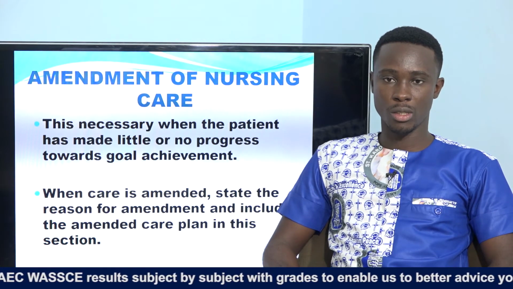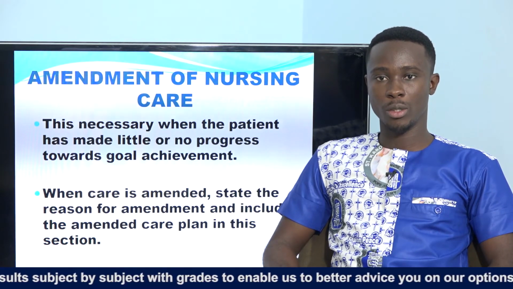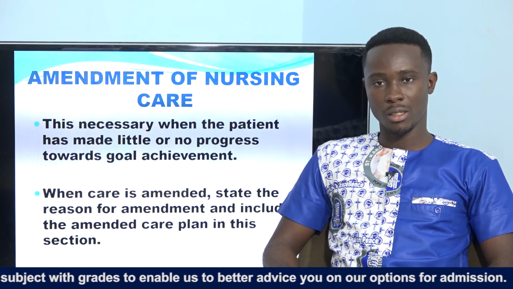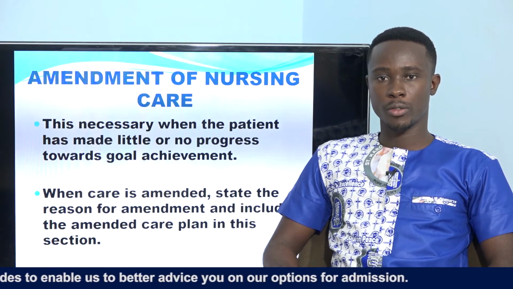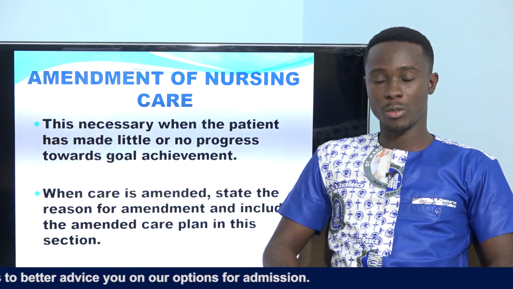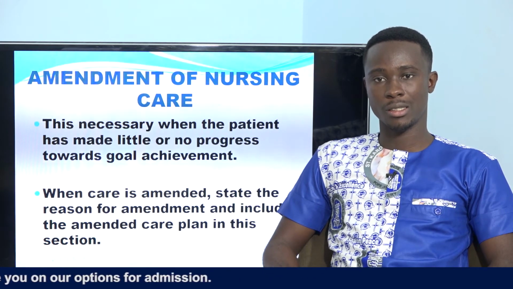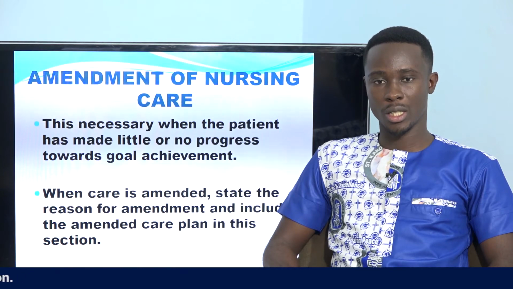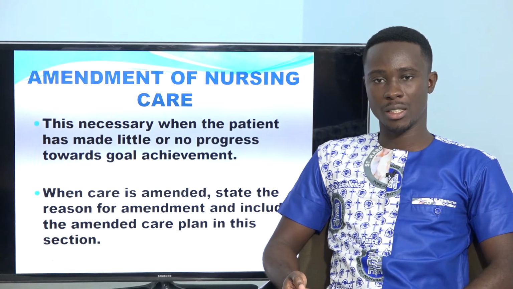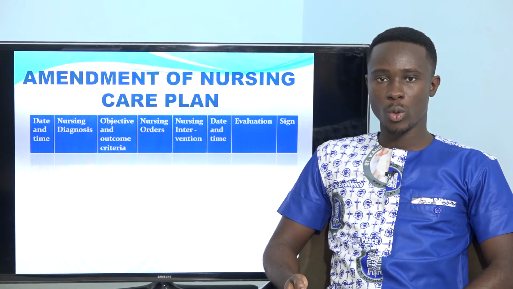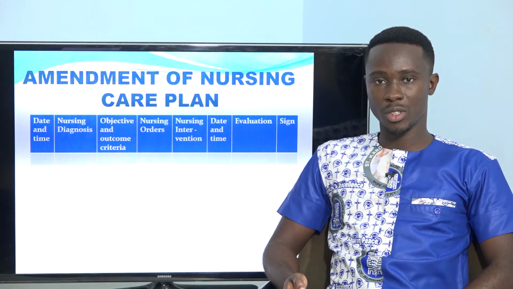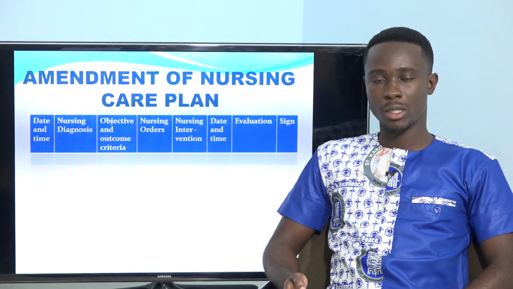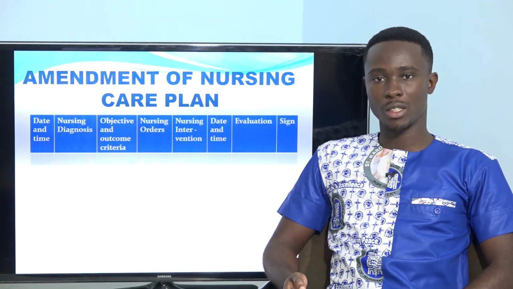So on the previous slide, you saw that a patient can have a wound, and the measurability will be the wound will heal by first intention. And at the end of the care plan, when you evaluate and you realize that the wound did not heal by first intention, then we have to amend care and draw a new care plan to suit the wound care or to maintain patient's skin integrity. So with amendment of care, it still follows the same procedure. You would have to redo the care plan, stating the date and time, the nursing diagnosis, the objective and outcome criteria, the nursing orders, the nursing intervention, date and time for evaluation statement itself, and signatures.